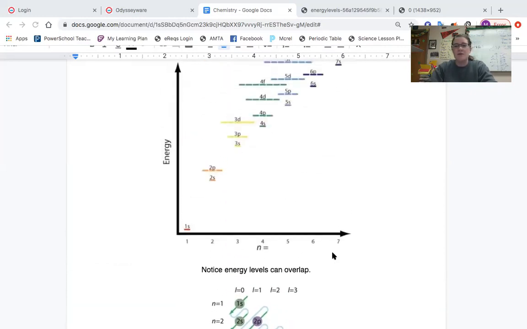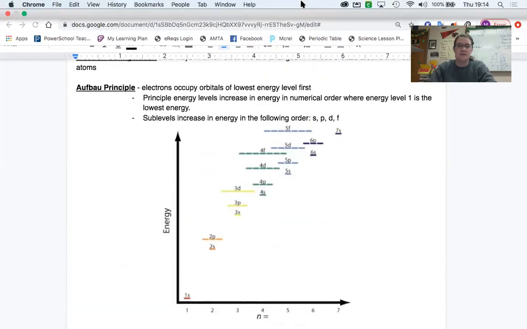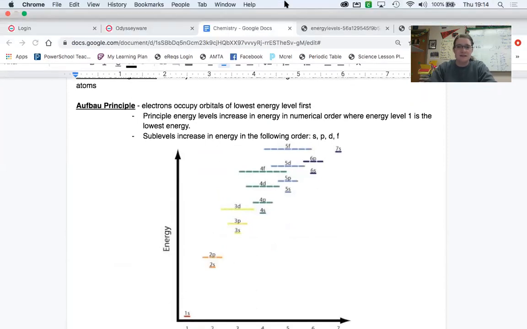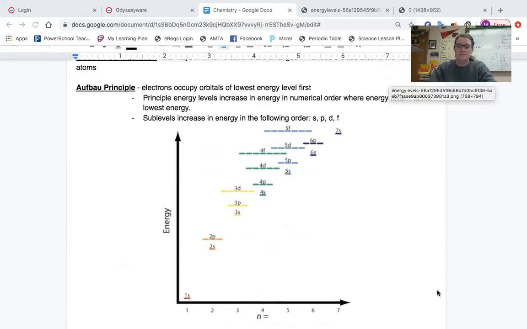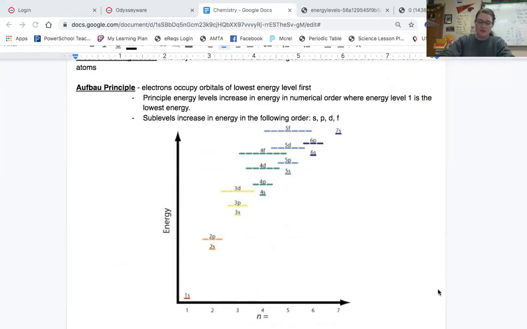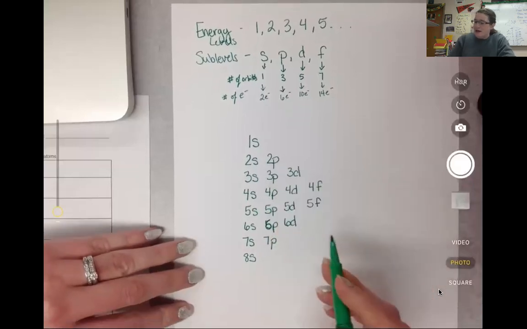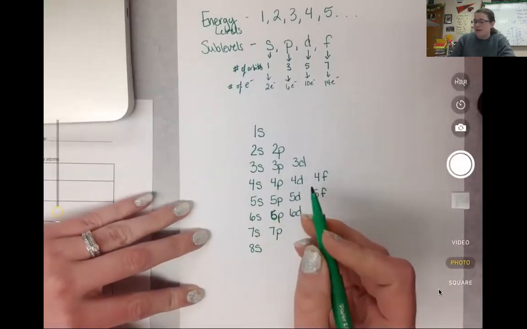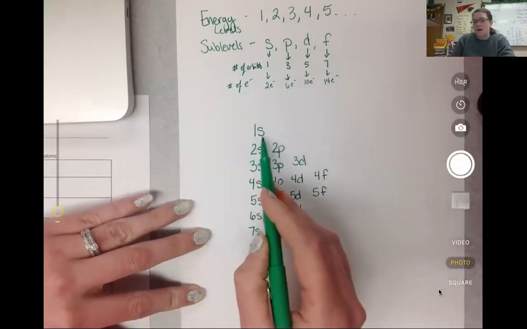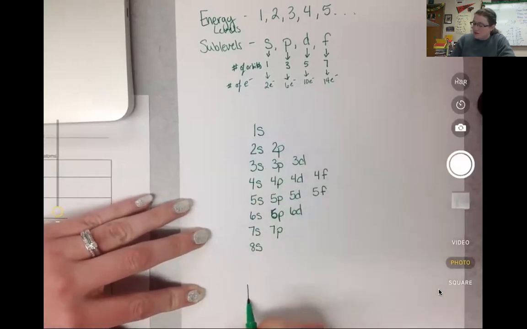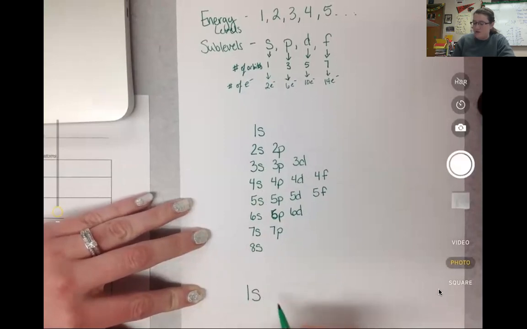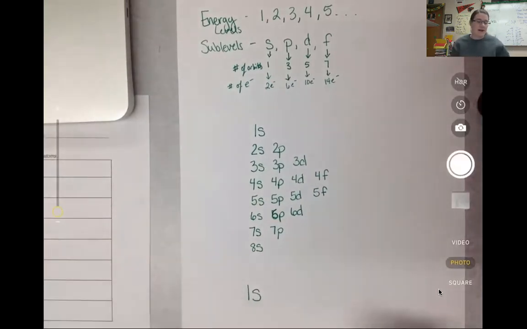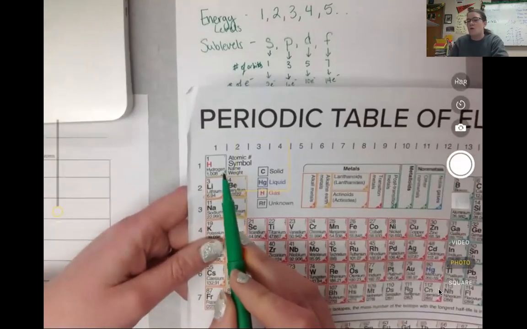Right, so how do we write electron configuration? That is the next thing that we want to look at. When we write electron configuration, we're going to use our energy levels and our sublevels, kind of like I just wrote here. So if I were looking at something that was filling the 1s orbital, and let's say it only had 1 electron, say I was looking at hydrogen. So hydrogen has 1 electron.